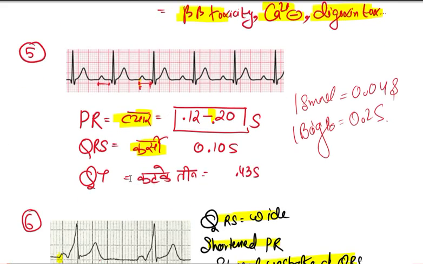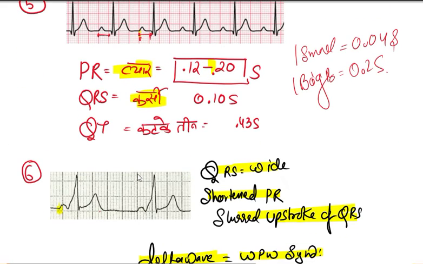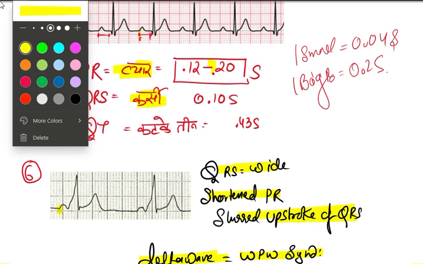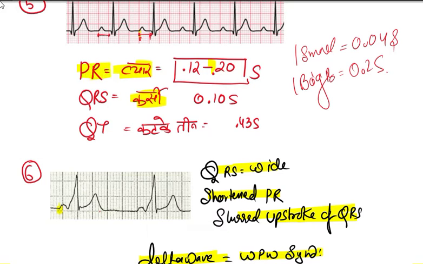Next one, we see this ECG and here we see the prolonged PR interval is more than 5 boxes, here we are seeing. So there is a mnemonic for the PR interval. How can we remember the interval?